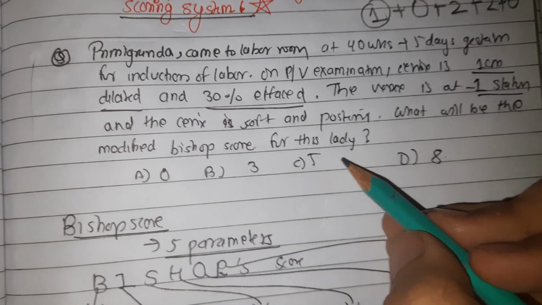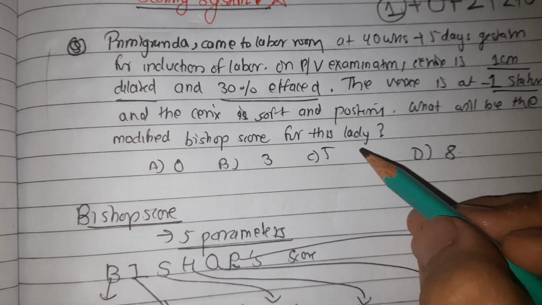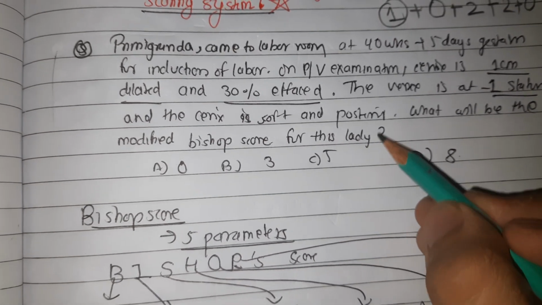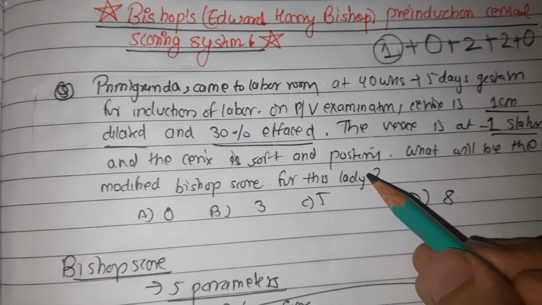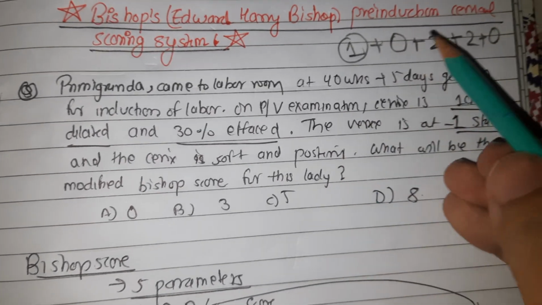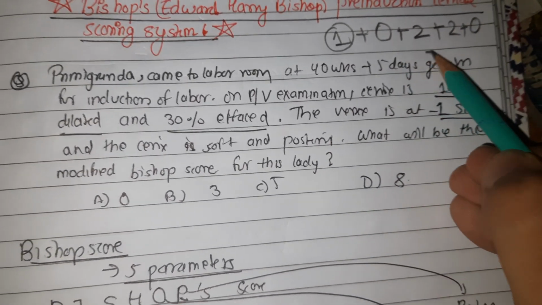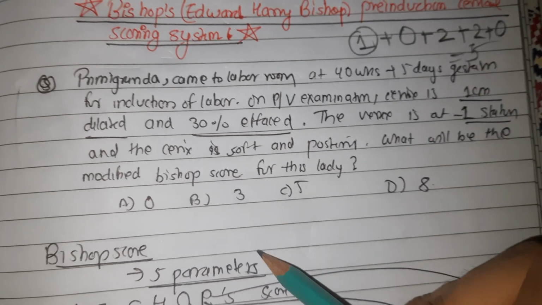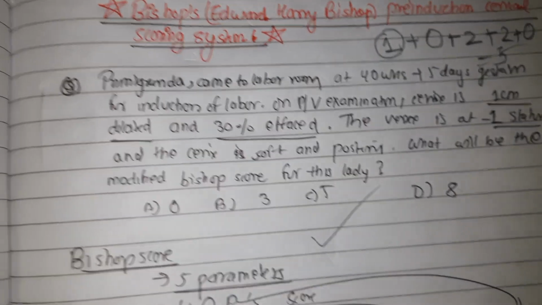Again, for position of cervix, we have 3 grades, 0, 1, and 2. The maximum is anterior, which means 2. So we are calculating 2 plus 2 plus 1, that score is 5. So finally we have the Bishop score of 5, and this is the answer.